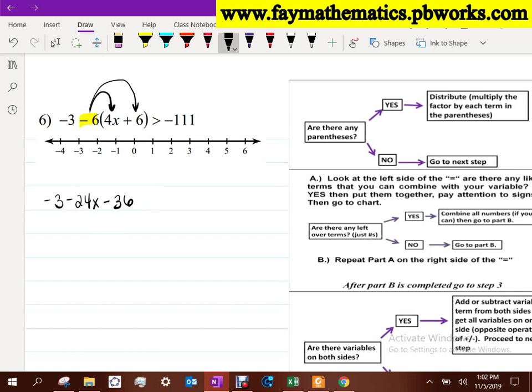Oh, it was frozen. Sorry, it was frozen. All right, so negative 3, negative 24x minus 36. That's what you're going to distribute. Greater than negative 111, right?